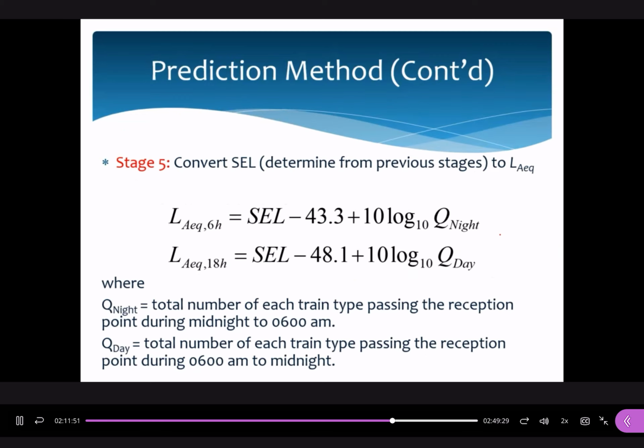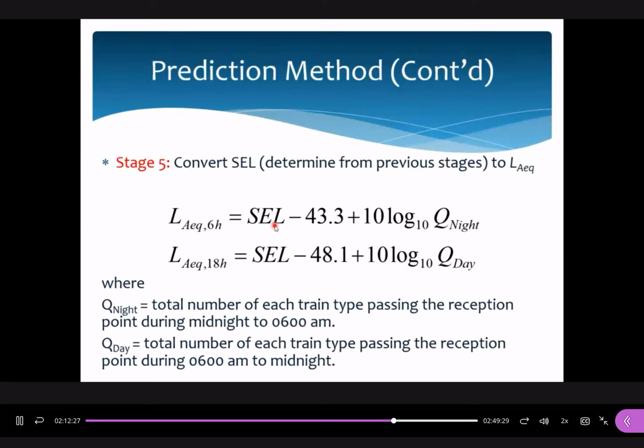Okay, now go to stage number 5. From stage number 1 to stage number 2 to stage number 4, we are calculating the sound exposure level, not LAEQ. But at stage number 5, we have to convert this SEL value to LAEQ. How to convert it? It depends on two scenarios. It depends on two equations. The first equation is for the night time, and the second equation is for the daytime.